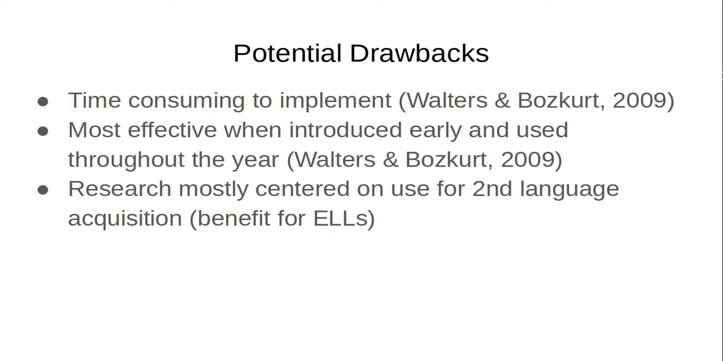Walters and Boskert also found that vocabulary journals were most effective when introduced early in the year, so starting them in May will be a challenge. However, using them now will at the least help us to develop a protocol for use so that they could be introduced earlier in the year next year.